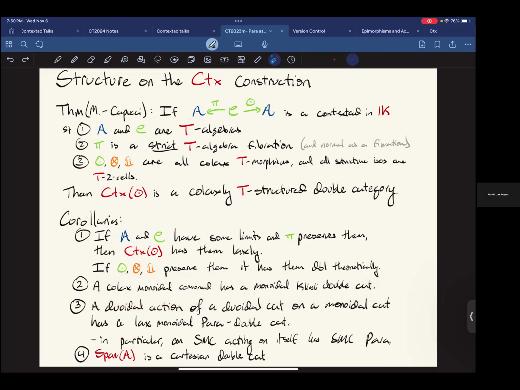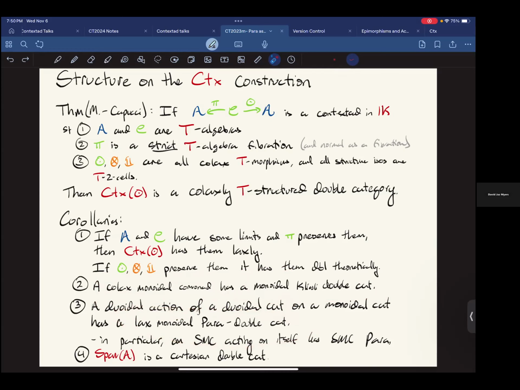And then the really general form of the action is not the symmetric monoidal thing I said, but in fact, if you have a duoidal action of a duoidal category, and a duoidal category is a monoidal category internal to a pseudo-monoid internal to monoidal categories and colax morphisms, then you get a lax monoidal para double category.